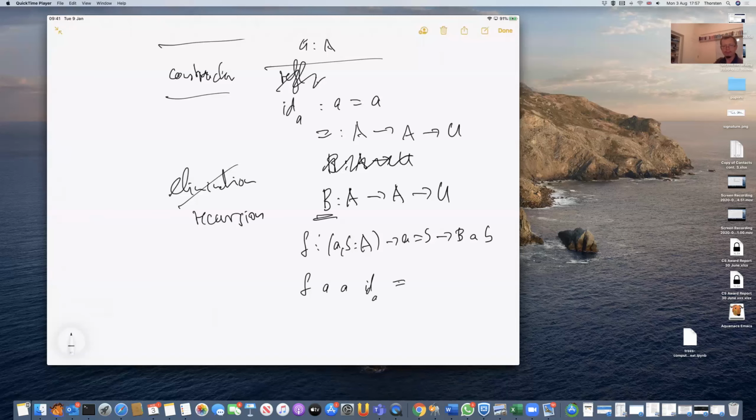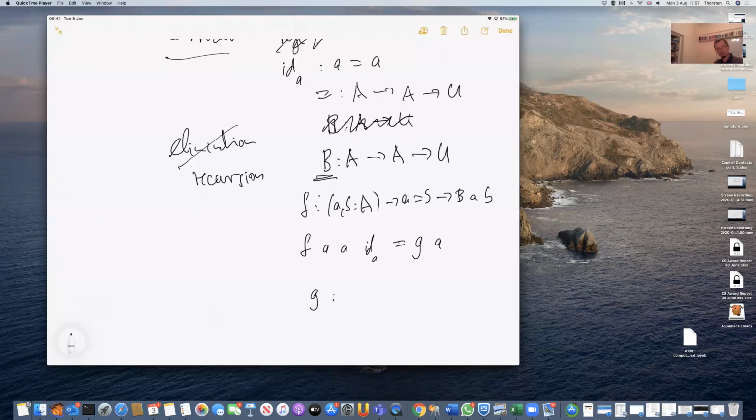Okay, and now I need a function g of a. And what is g? g is a function from a in A to B a a refl of a. So again, how can I define a function out of equality? That's always the question. A function out of equality can be defined by saying what the function does for identity. This behavior on identity is given by this other function g. So given a function g like this, I can define a function f out of equality.